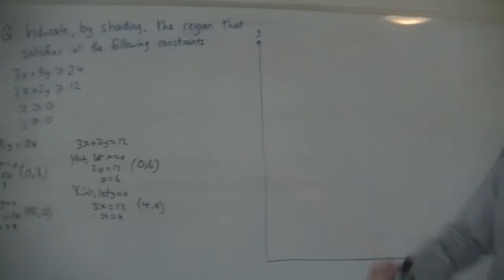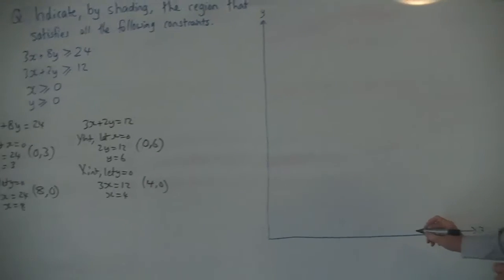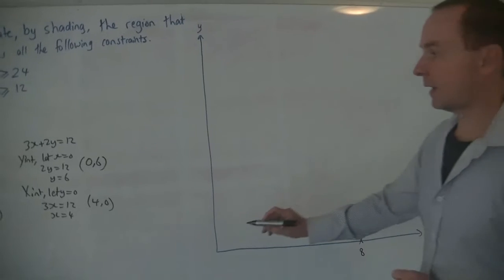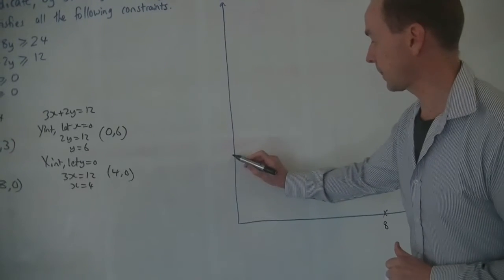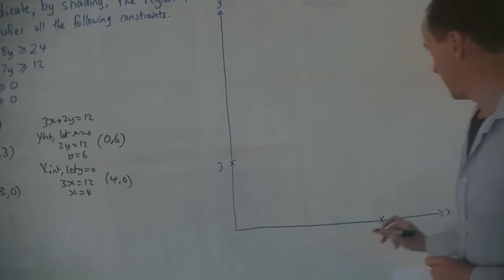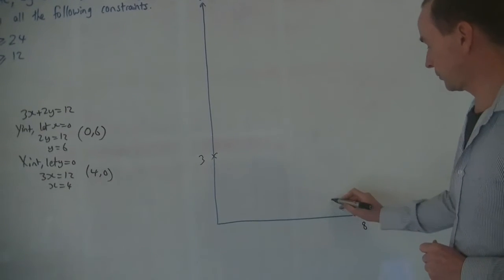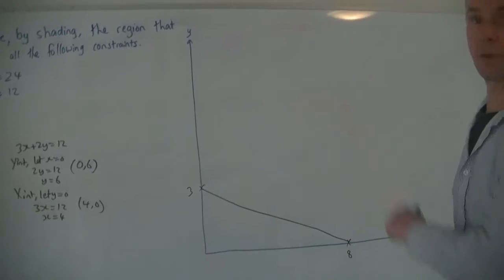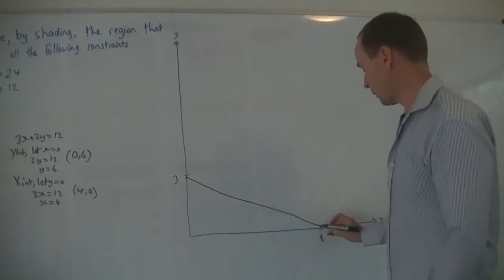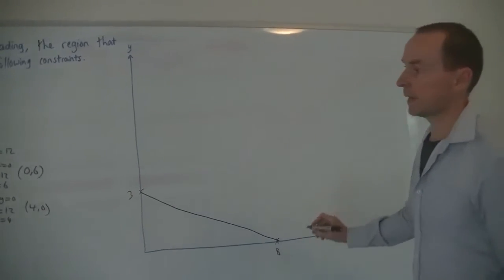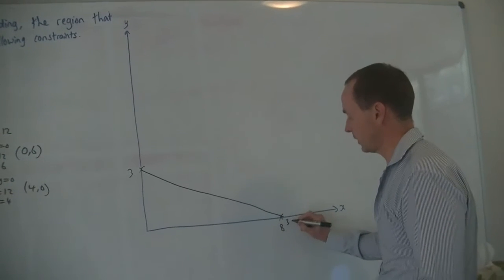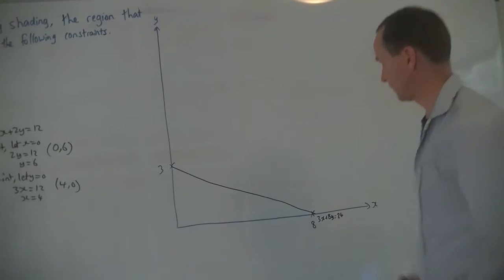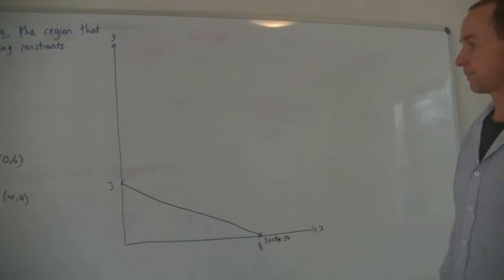So let's do the first one, 0, 3 and 8, 0. Let's say 8 would be roughly there, and 0, 3. Okay, there's my first graph. You notice it's a solid line because they're all equal to as well, so I can do all solid lines. And what must you do? You should label the points, and label the equations. That's 3x plus 8y is equal to 24. That's the equation of that line across there.